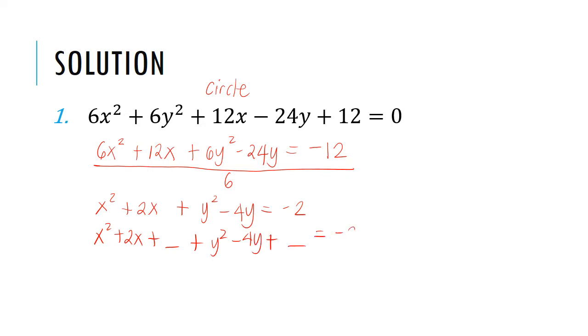And what we have added on the left side should also be added on the right side. To complete the square, since the coefficient of x squared is 1, we can divide the coefficient of the second term, 2x, which is 2, by 2. So 2 divided by 2 is 1, and then we square the answer. So 2 divided by 2 is 1, and 1 squared is 1. So we add 1.